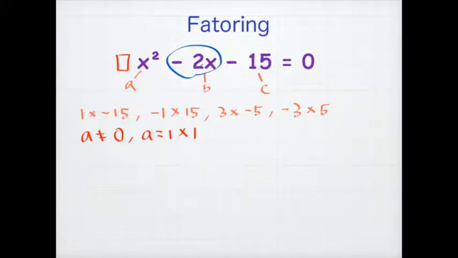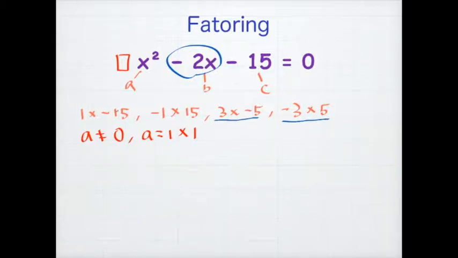Then we use cross multiply to find out which set of factoring will match our b value. So we know that 1 times negative 15 is impossible to get negative 2. Also negative 1 times positive 15 is impossible to get negative 2. So look at those two: 3 times negative 5 and negative 3 times positive 5. And here's the cross multiply.